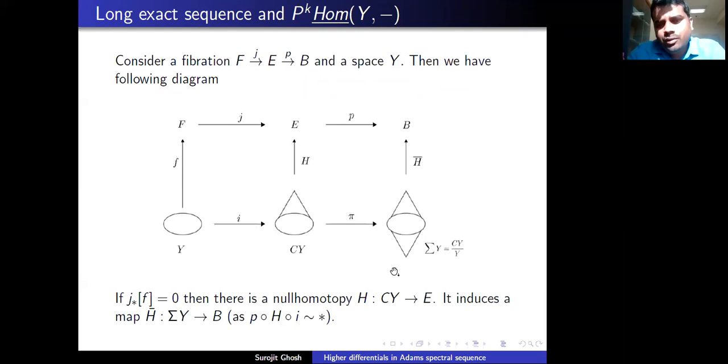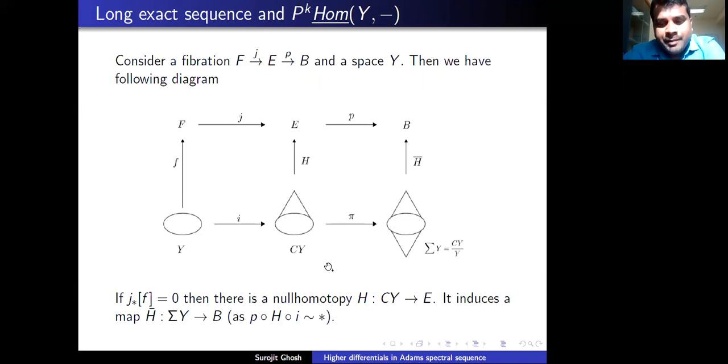So what we understand from this whole picture is that this composition being 0 is kind of the first differential D1. This plays the role of D1 for a single fibration. So if the first differential is 0, you will get some map from the suspension to the base. And also you have to record the information of E, because the H bar comes from H. So you have to record the information about E and B, where your space Y is fixed here.